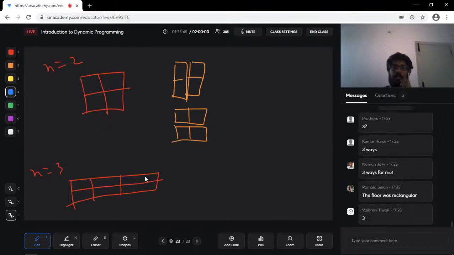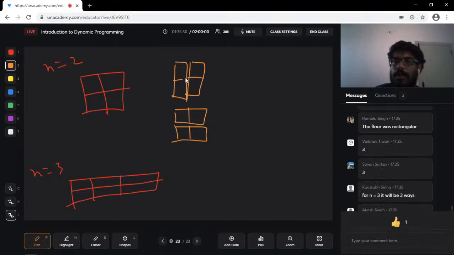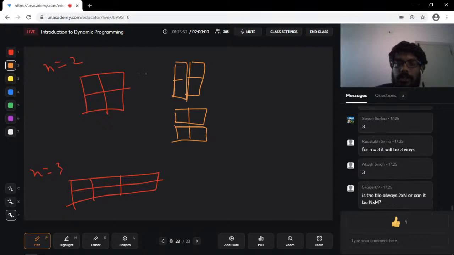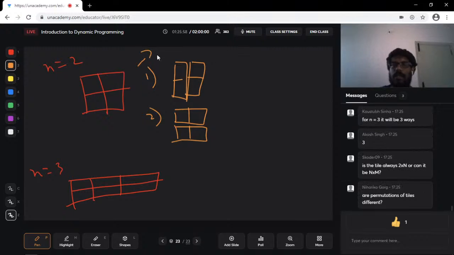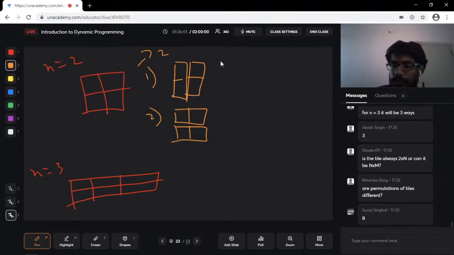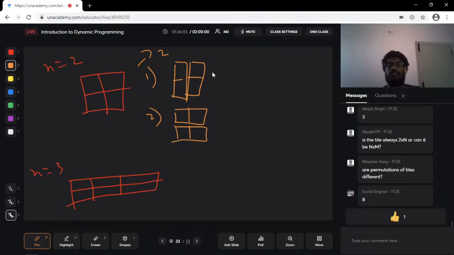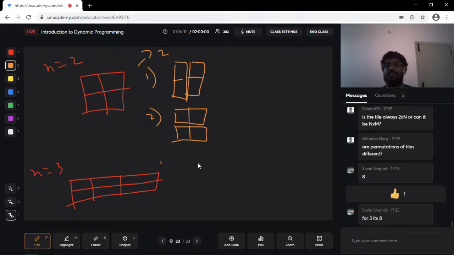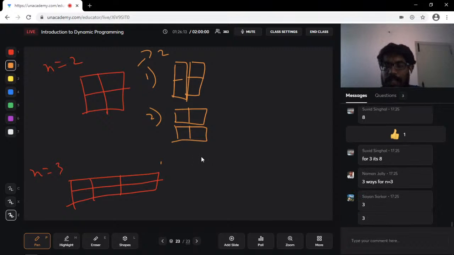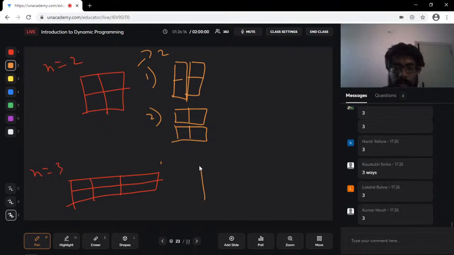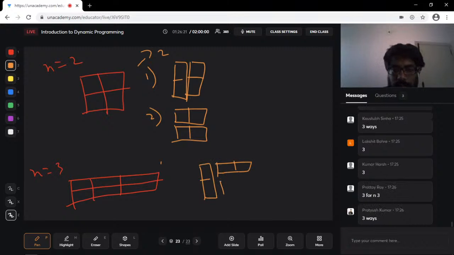Yeah. So now coming back here, for n equal to 2, these are the two ways of tiling. So either two vertical or two horizontal. So the answer for 2 is 2 ways. Permutations of tiles are not different. I mean, all the tiles are identical to each other, if that's what you mean. Yeah. So let's look at just the different ways in which you can tile this. For 3, it's 3. You're right. The 3 ways would be, this is one way.